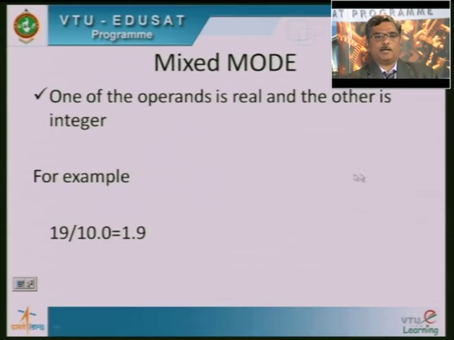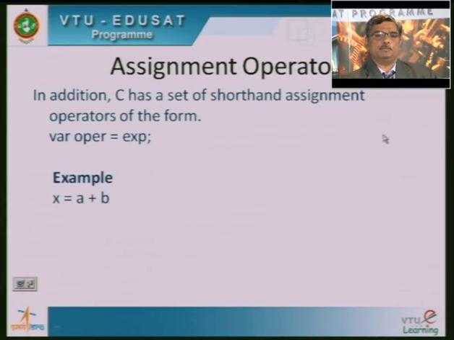Sometimes you require one data of type integer and another data of type real. 19 divided by 10.0, actually its value is 1.9. If you assign this value to an integer, you will get only 1, not 0.9. If you assign this value to a floating type variable, you will get its complete value 1.9. C supports this mixed mode of operation in the instruction. One of the operands is real and the other may be integer. That's what we call mixed mode.